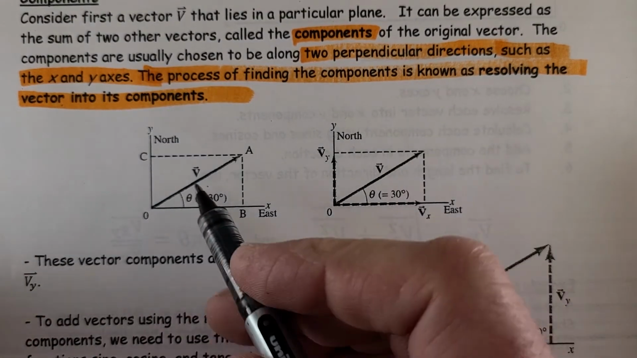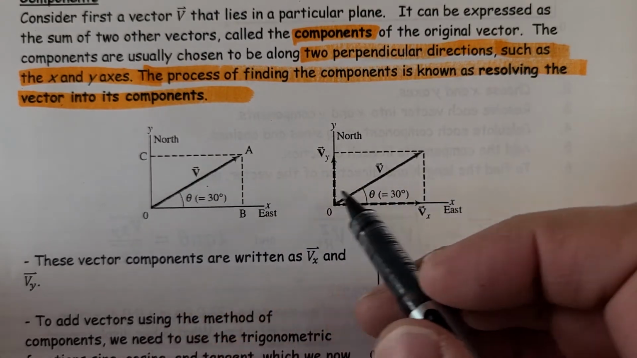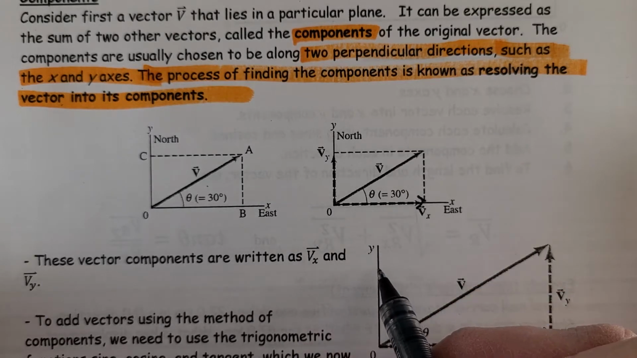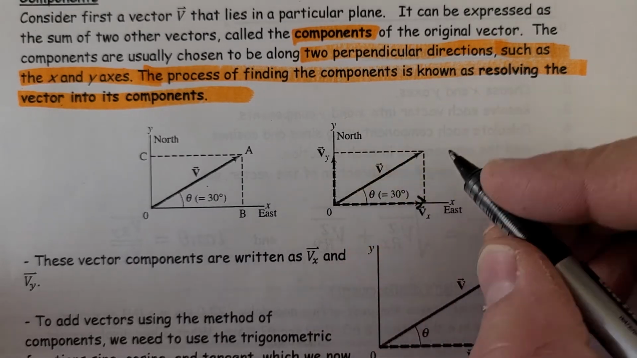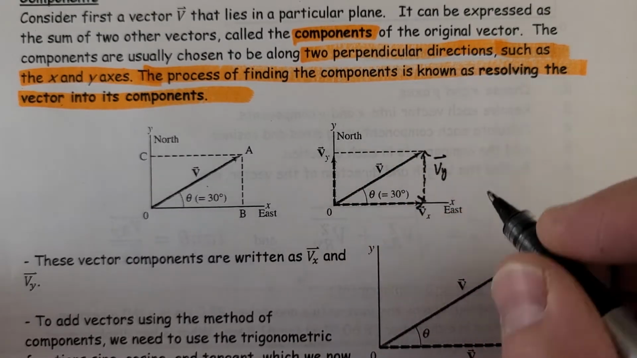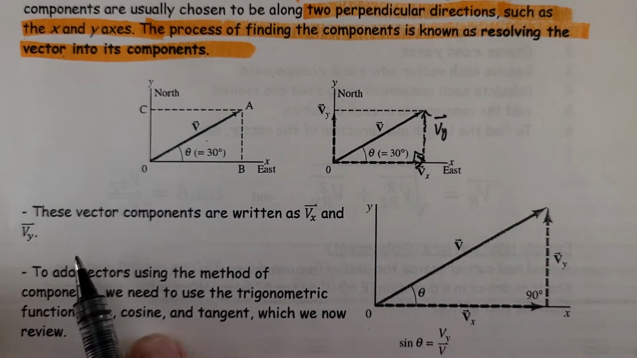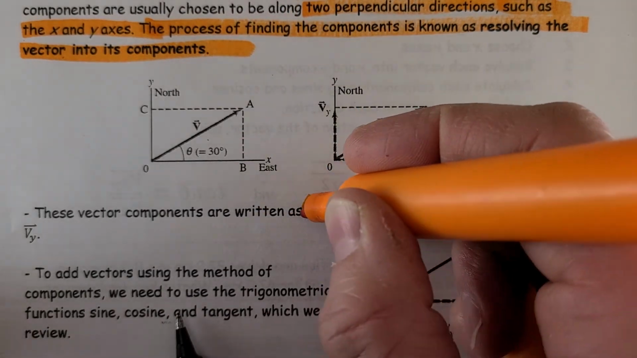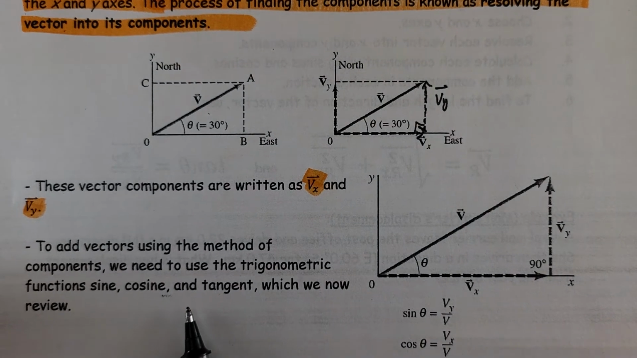If we have this vector here, it's east 30 north, we can think of it as being made up of an x direction vector, which we could call Vx as you see here, and a y direction vector, which we call Vy. Those just happen to make a 90-degree angle. These vector components are written as Vx and Vy respectively. The x one lies in the x direction, the y lies in the y direction.